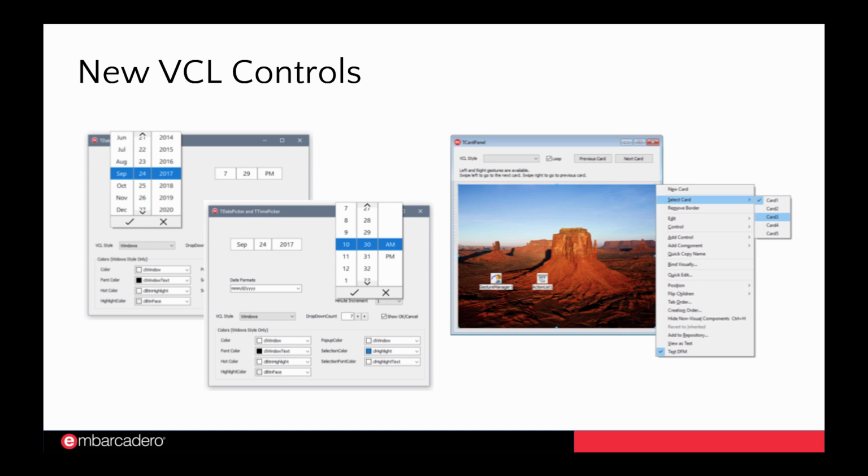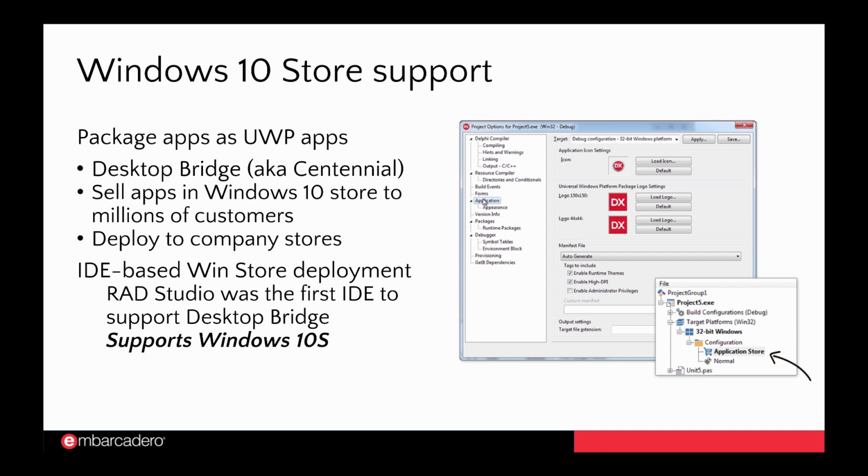Here are a couple more screenshots of some of the calendar controls, and on the right, the stack panel, which is a fantastic control that's useful for creating wizard-like interfaces. We also have Windows 10 Store support. So you can package apps as UWP apps using the desktop bridge, what used to be known as Centennial, and you can sell apps in the Windows 10 Store to millions of customers, and also deploy to company stores. Now we were the first IDE to support the desktop bridge, and we also support Windows 10 S.